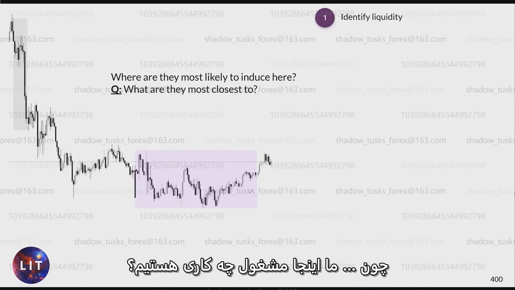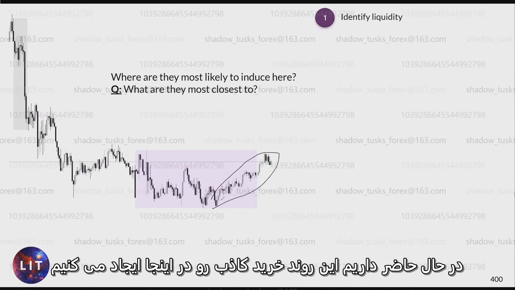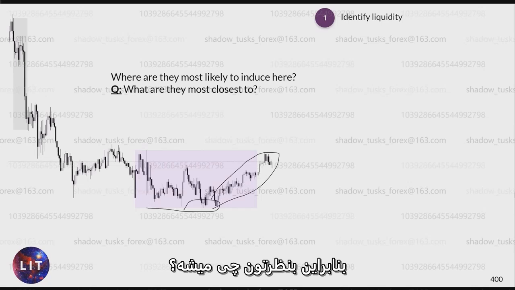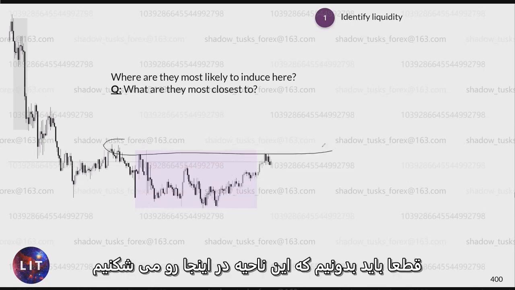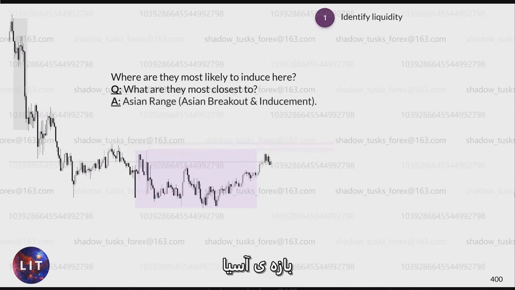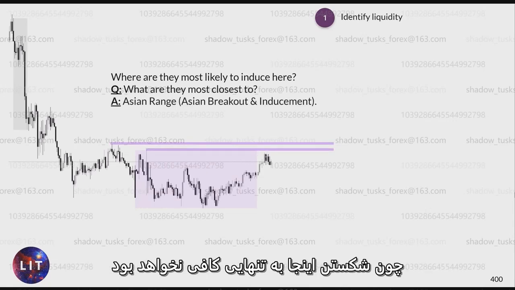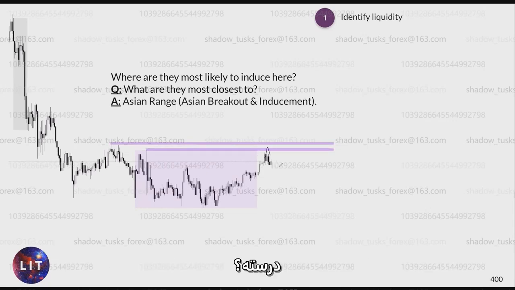Because again, what we're doing in here, already we're building up this false buy trend. We have huge equal lows in here, Asia range as well, right? So guess what? We should definitely know that we're taking out these areas in here, right? So guess what? Asia range, and of course, the structures to the left will be induced, because again, this alone will not be enough, right?